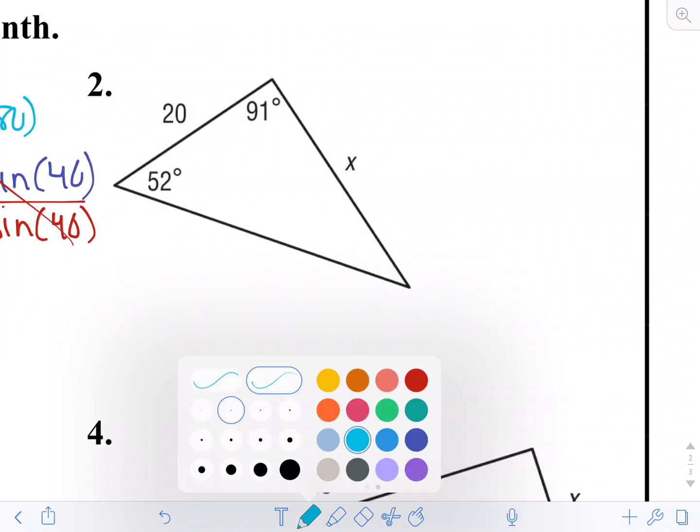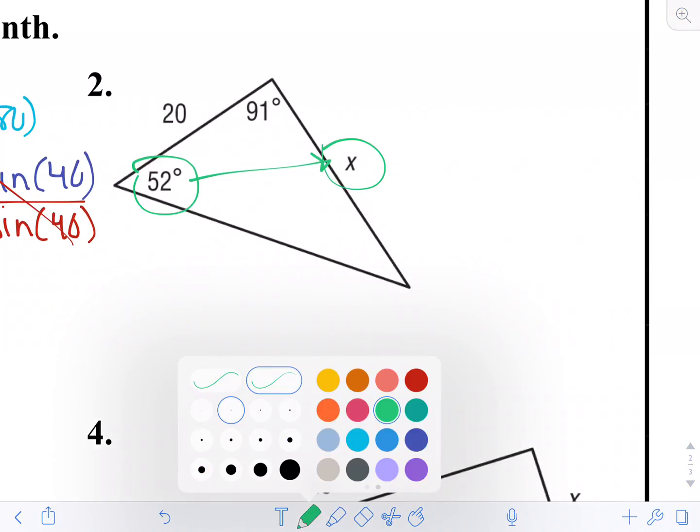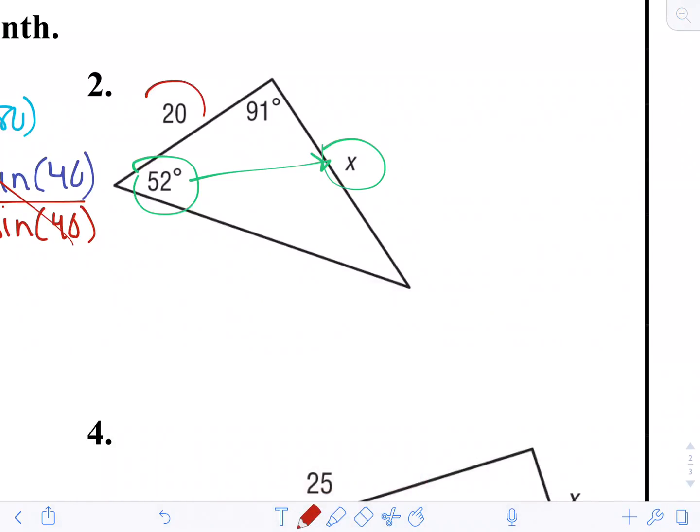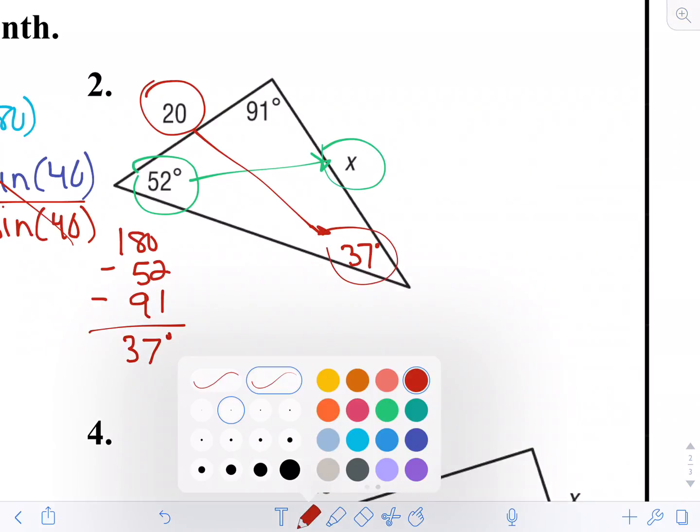Alright, number 2. I see I have 52 degrees here to match up with my x. And then I see I have a length of 20 over here, but I don't know what my degrees are. So for this, you're going to have to do 180 minus your 52 minus your 91, and you will see that you have 37 degrees left. So this is going to be 37 degrees. Okay, so that will match up with that.